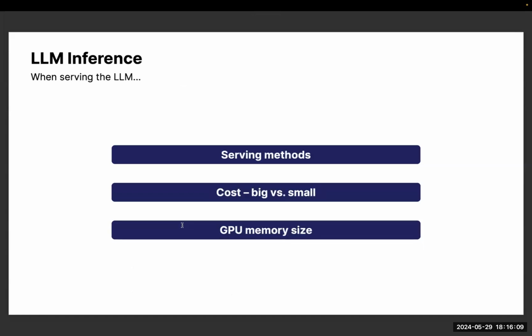So the next slide is actually about LLM inference. We talk about serving the inference here. This is the output after the training itself. If you look at this, I have three topics here: serving methods, the costs, and then, of course, not to mention the GPU size.